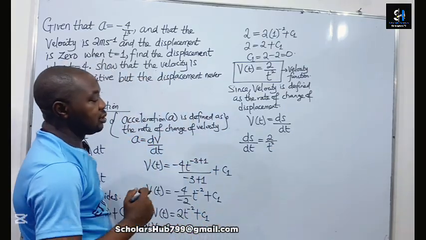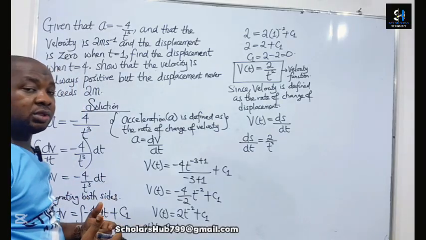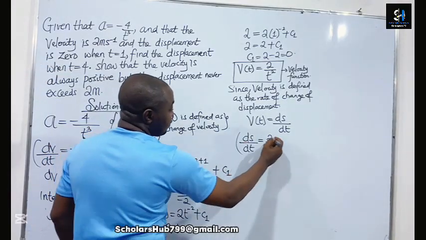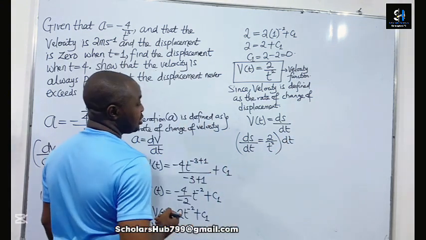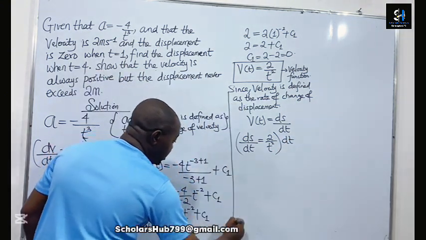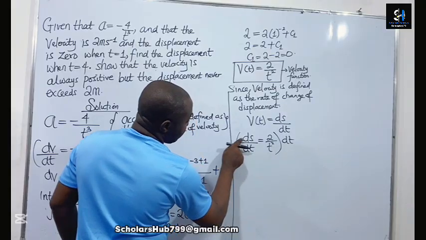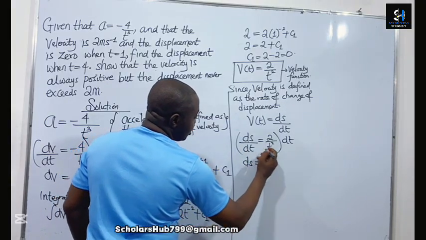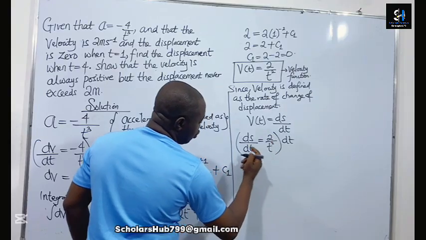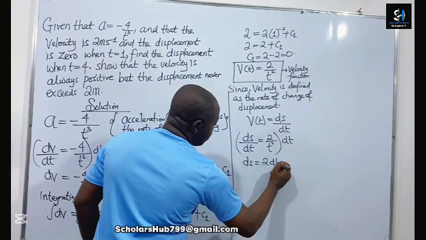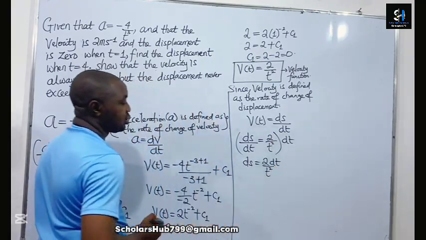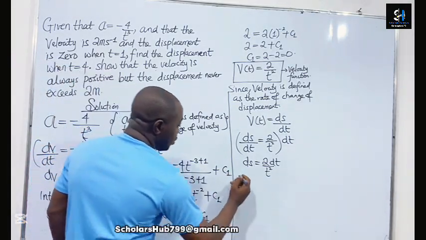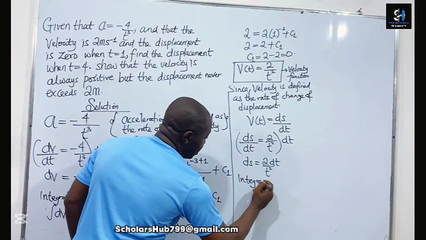Okay, now again, before introducing the integral sign, I will need to get rid of dt from the left hand side. So I'm going to multiply this by dt. So multiplying this by dt, we're going to have dt multiplied by ds over dt. This will be ds. And this will be equal to dt multiplied by 2 over t squared. This will be 2 dt over t squared. Now I can introduce the integral symbol. Okay, so now integrating both sides.